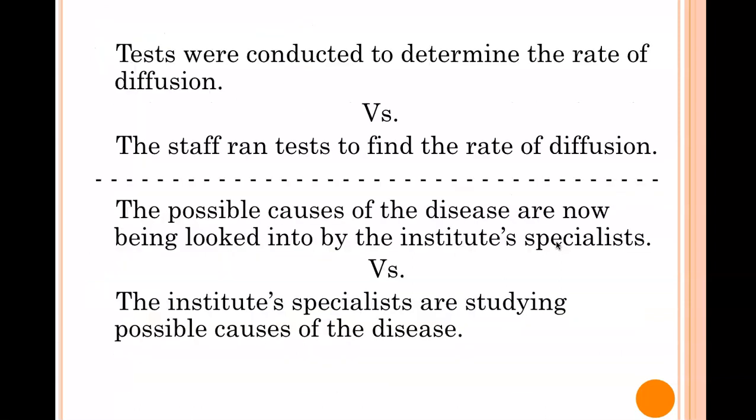Tests were conducted to determine the rate of diffusion. This can simply be written as "The staff ran tests to find the rate of diffusion." So if you were involved in the experiment, then you can write in the direct sentence. But if you were not involved in the experiment, then you can use the indirect form.